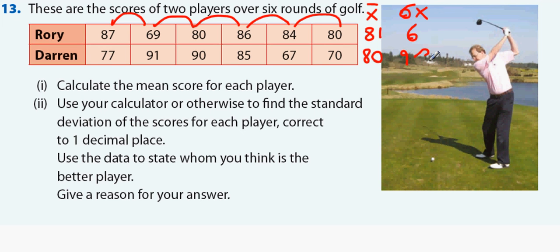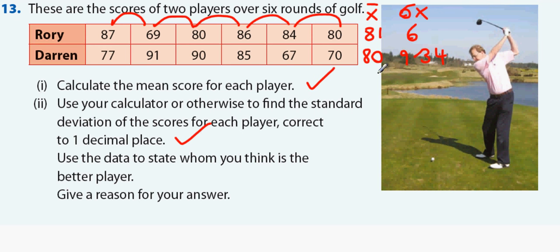Now, we calculate the mean score of each player. We use our calculator to find the standard deviations for each player. Use the data to state who you think is the better player. Now, on average, Darren has a lower mean. So if you average over 6 tournaments, Darren has a lower mean.